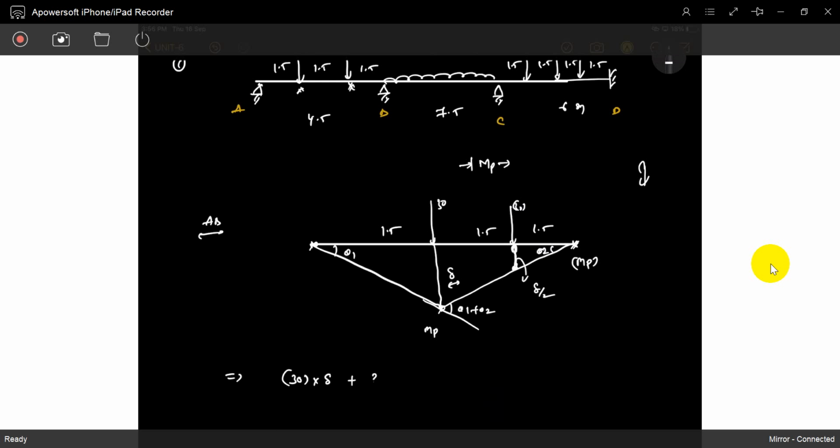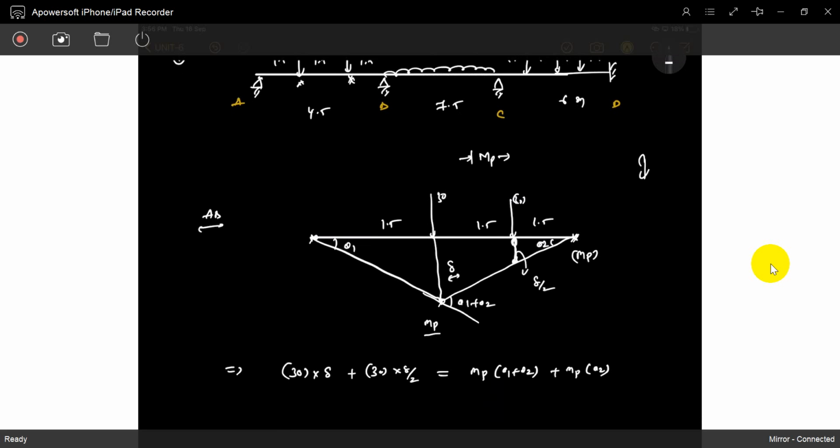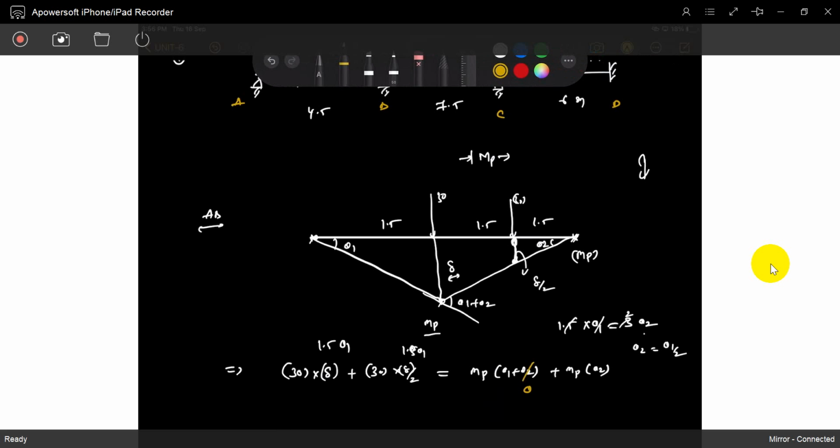30 delta by 2 is equal to MP theta 1 plus theta 2 plus MP theta 2. So you can write down everything in delta. We can write down 1.5 theta 1. It is also 1.5 theta 1. So 1.5 theta 1 is equal to 3 theta 2. So theta 2 in terms of theta 1, what does that happen? Theta 2 is theta 1 by 2. Okay, so that's it.